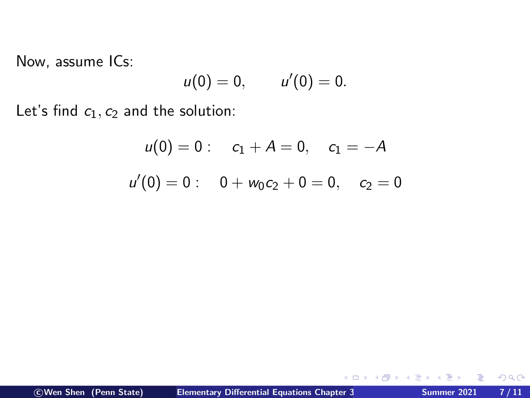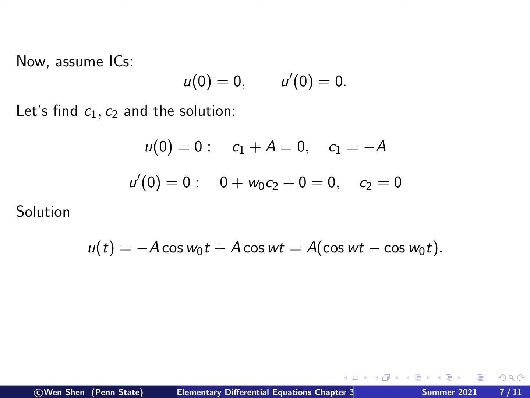Okay, we can find the C1, C2 values in the solution. So u of 0 equals 0, and you plug in 0, then you get C1 times the cosine term, which is 1, and the sine term is 0, and then plus A equals 0. So C1 is negative A. And then u prime 0 equal to 0 will give you 0 plus w naught C2 equals 0, which leads to C2 being 0. A little bit of detail here, but you can simply work it out.